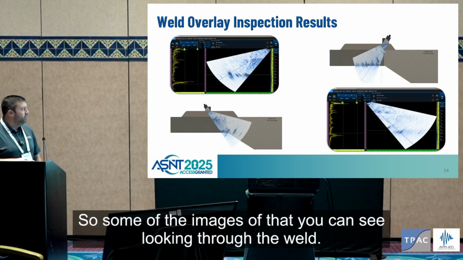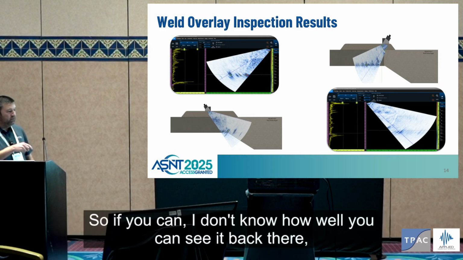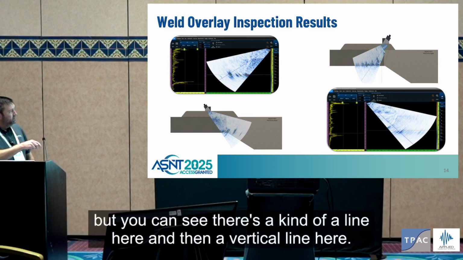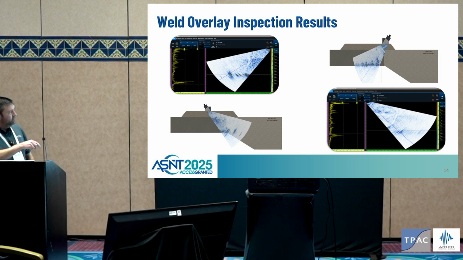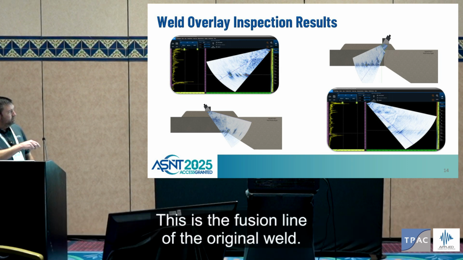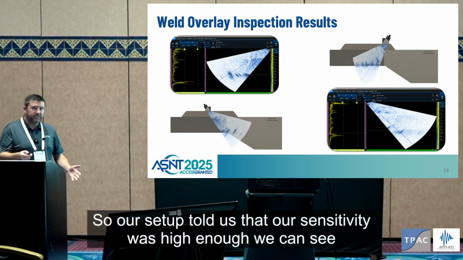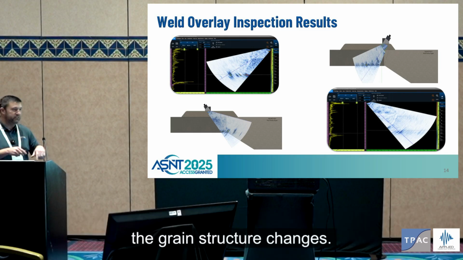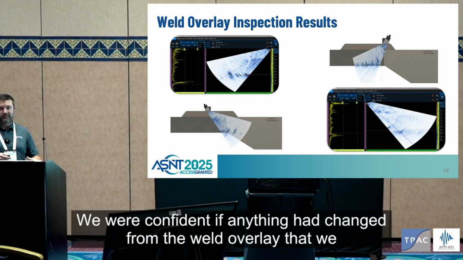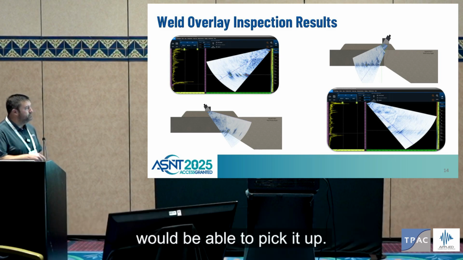So some of the images of that, you can see looking through the weld. I don't know how well you can see it back there, but you can see there's a kind of a line here and then a vertical line here. This line up, that's all weld overlay. This is the fusion line of the original weld. So our setup told us that our sensitivity was high enough. We can see the grain structure changes. We were confident if anything had changed from the weld overlay that we would be able to pick it up.